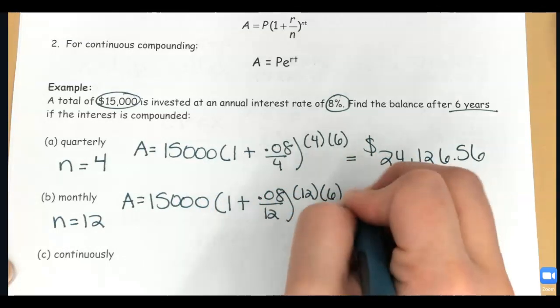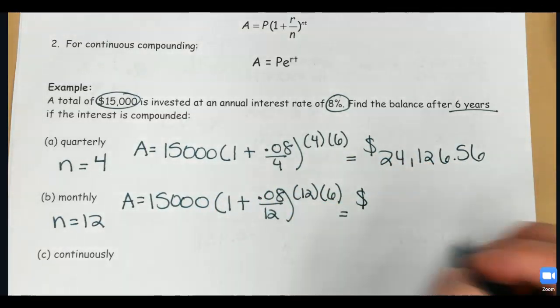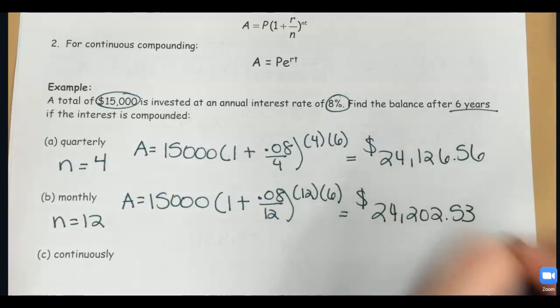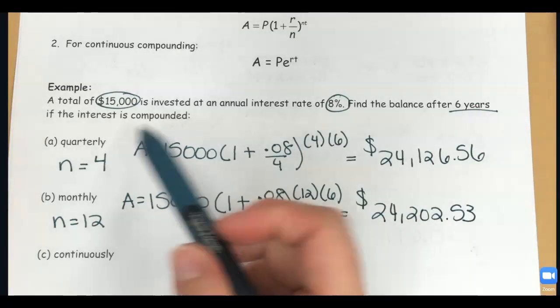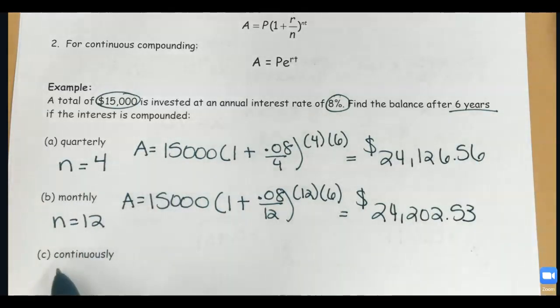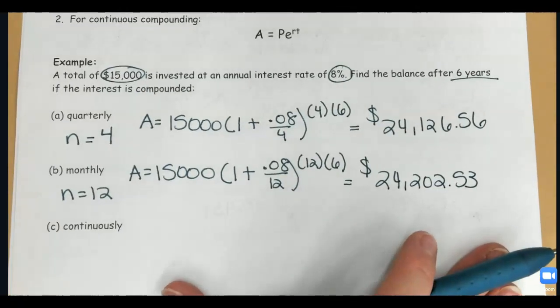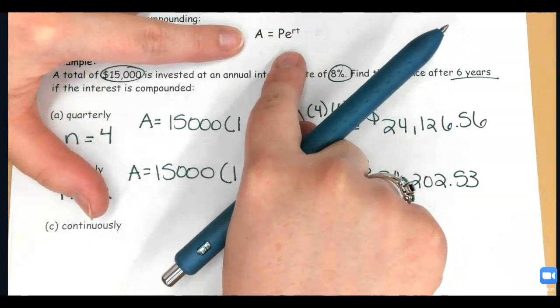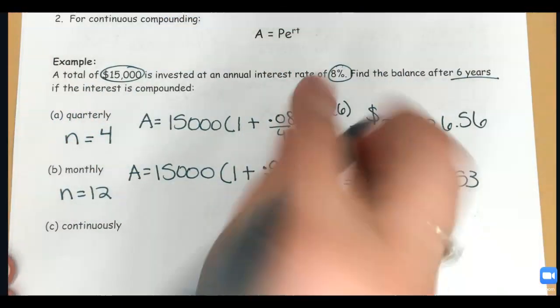And again, I'm going to type that into my calculator, and I get $24,202.53. So the more I compound, the quicker that my investment is growing. So if I can have continuously compounding interest, that is even more desirable to me. And so we have to use this special formula for compounding interest continually with our special e.